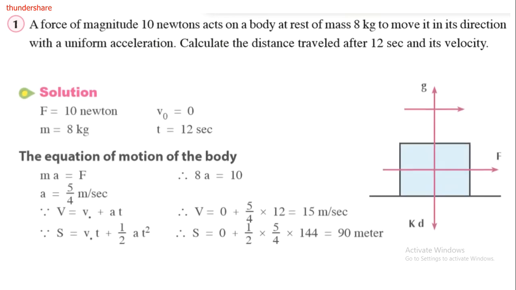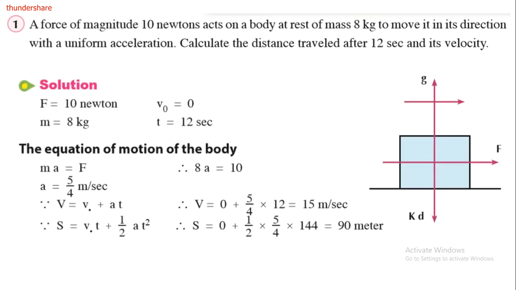Of course, we have the force equal 10, and this is the only force, so the net force equals 10. So ma equals F. By substitution, acceleration will equal 5 over 4, and from the kinematics equations, v equals v naught plus at, and s equals v naught t plus half at square, and just substitute.